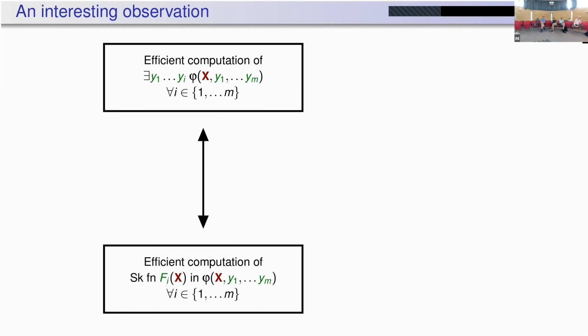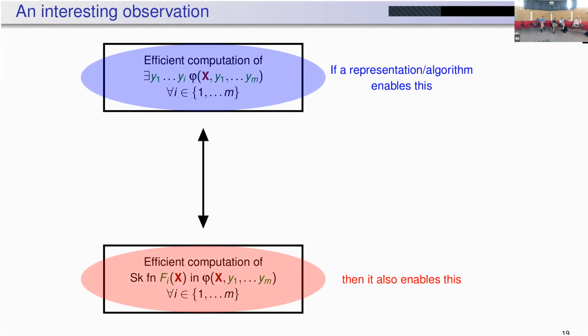So it's basically looking like this: if you can do efficient computation of that existential quantifier elimination, then you can compute the scaling functions efficiently. And of course, in the other direction, it's easy: if you compute scaling functions efficiently, just plug them back in. So there's actually an equivalence between these two things. And if a certain representation or a certain algorithm allows you to do that efficiently, then it must also include this. This is the idea that we pursue.